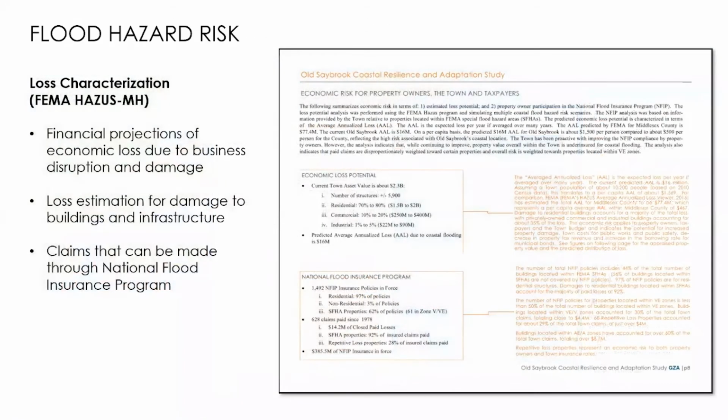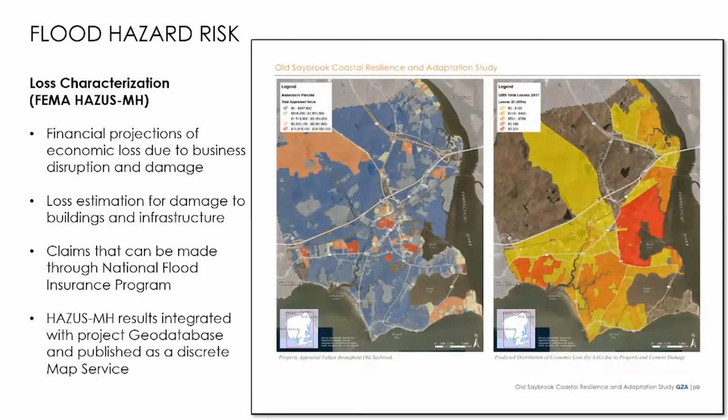Employing FEMA's HAZUS-MH, economic risk was analyzed at multiple levels of resolution, including census block, parcels and properties, and discrete structures to calculate economic losses and compare those results with claim requirements to the National Flood Insurance Program. The results from HAZUS were exported to the Project GeoDatabase and published as a map service.